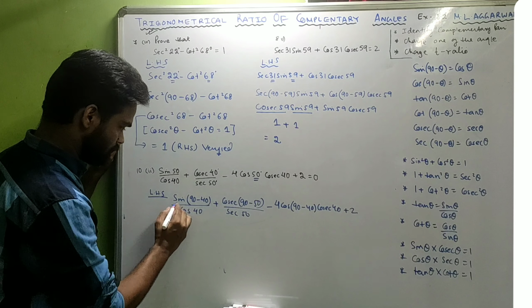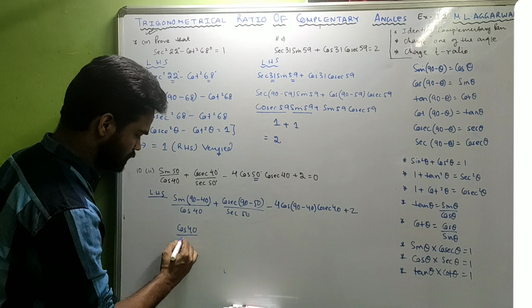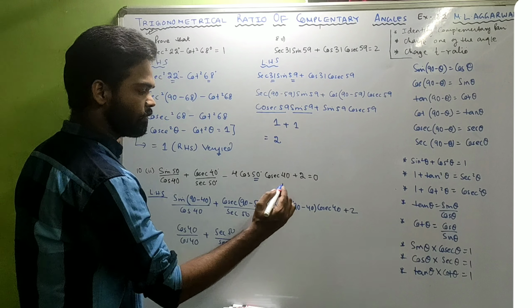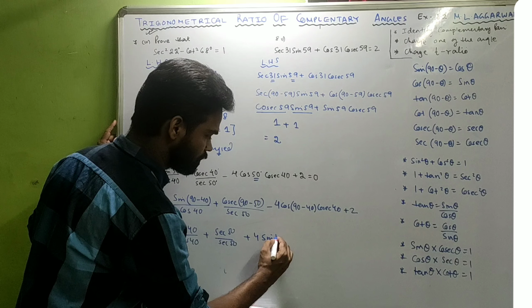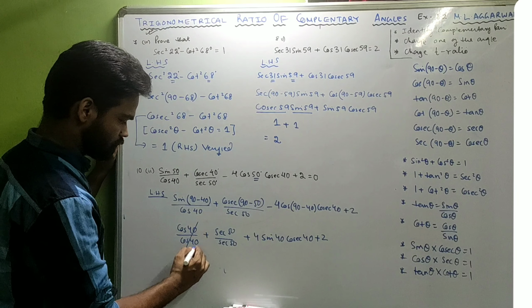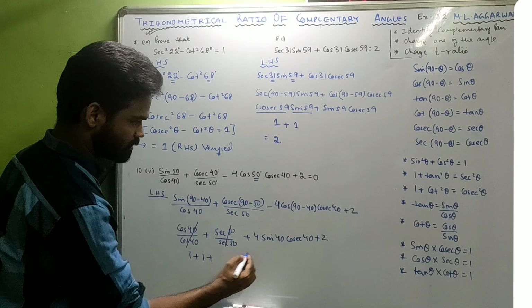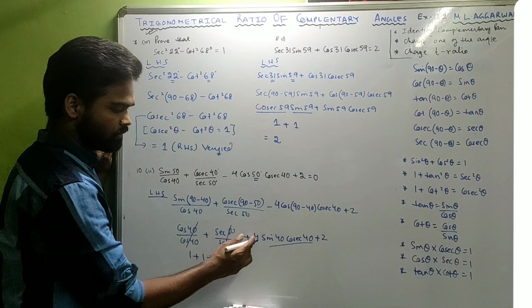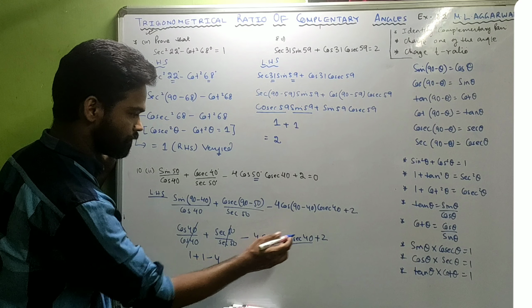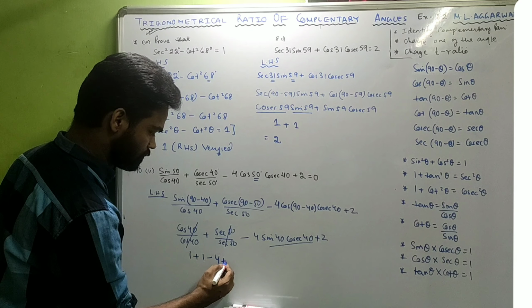Done. Now sin 90 minus theta is cos theta, so this is cos 40 by cos 40. Cosec 90 minus theta is sec theta, so sec 50 by sec 50. Cos 90 minus theta is sin 40, isn't it? And this is cosec 40 plus 2. Now look, this is 1 plus this is 1 plus, these are reciprocal to each other, sin and cosec. So 4 ones are 4. Okay, this was minus. This was minus. Plus 2, isn't it? So this is equal to 0, equal to RHS. Proved. Done. Same type of sum. Okay. Now let us go to the next sum.